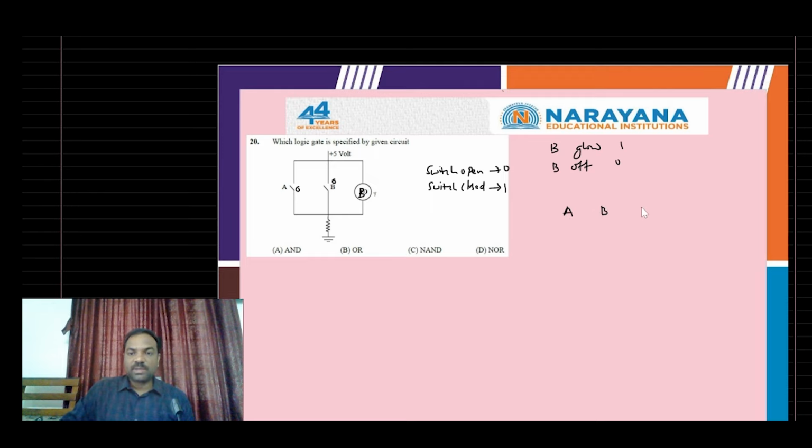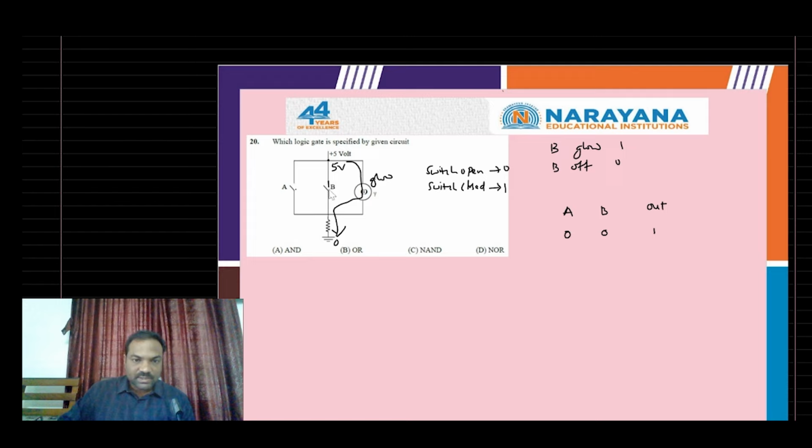Now let us say A, B. Let us go with the truth table, and this is the output. Suppose that switch A is 0, switch B is 0. That means both the switches are open. Then there will be no short circuit in the question. Then directly here 5 volt is there, and this is 0 volt. Then 5 volt to 0 volt, there is a potential difference across the bulb. Then current flow will be there. Bulb glows. That means it is 1.